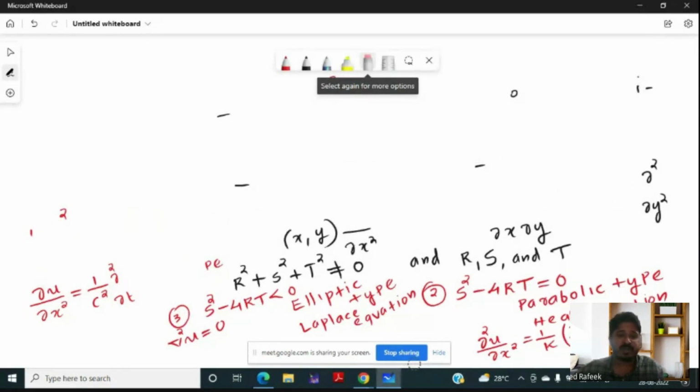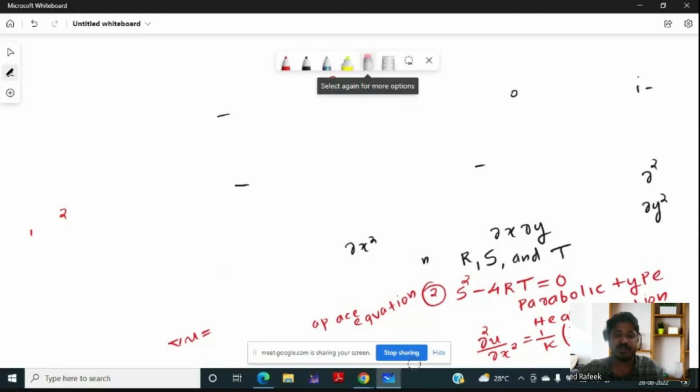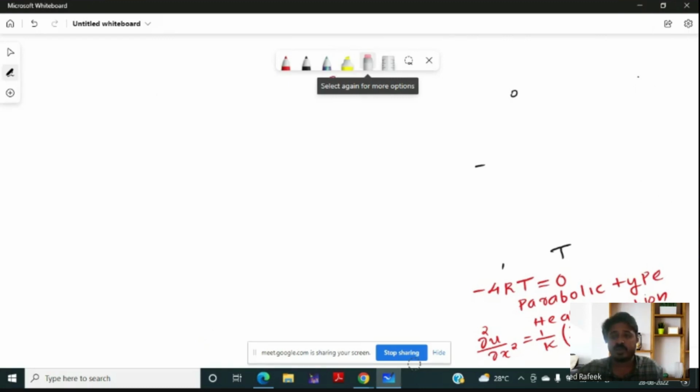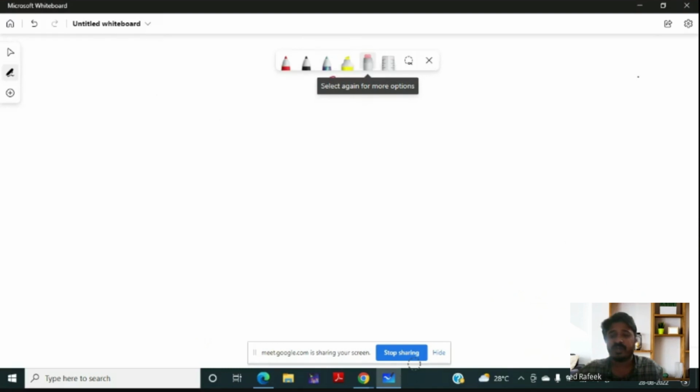So parabolic type is there, hyperbolic type is there, and elliptic type is there. And for the theory, you can see the T. Amarnath textbook, from Hyderabad Central University. He has gone through this more clearly.